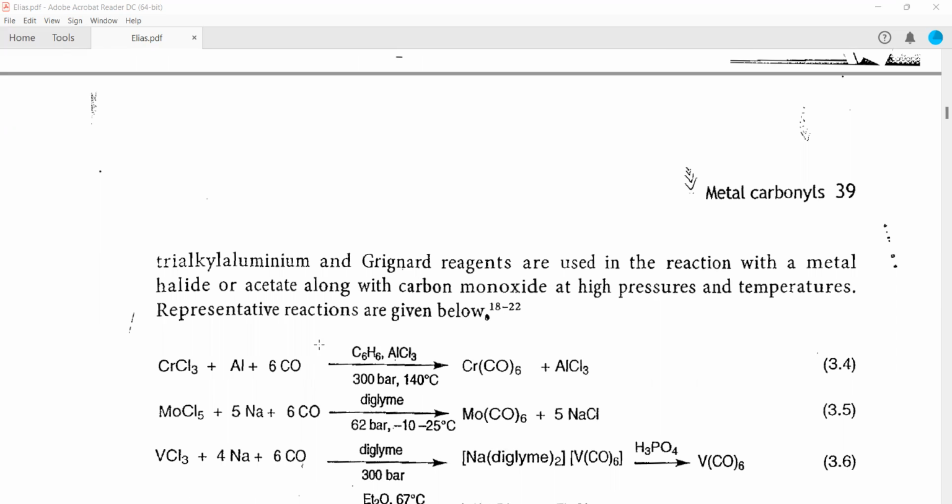For example, the first one, in order to make the homoleptic chromium carbonyl complex, which is octahedral, you need to take chromium chloride, and this is the reducing agent over here, aluminum. How many carbonyls do you need? 6, right? So you have 6 equivalents of carbon monoxide. In benzene, with AlCl3, which is a Lewis acid, at 300 bar pressure and 140 degrees centigrade, you get the homoleptic carbonyl.